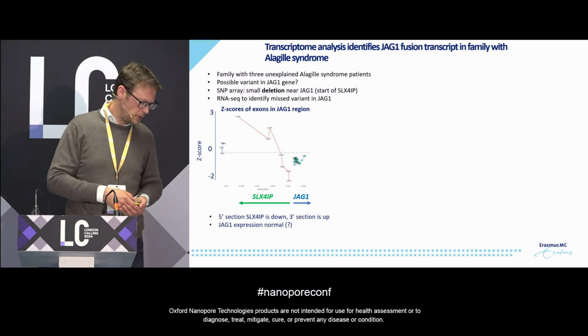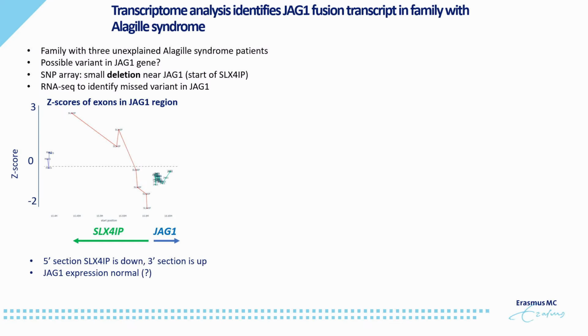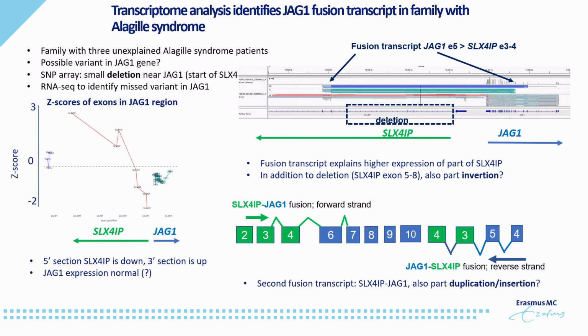So we performed RNA sequencing, and we had a really weird finding. What you see here is the Z-scores of the transcripts plotted over the x-axis, and the gene JAG1 is the gene related to this disorder, and the gene next to it, part of the gene is up and part is down. So that was surprising. We looked a little bit closer, and it turns out there's a fusion transcript. So there's more going on than a deletion next to the gene. Based on a lot of experiments, we figured out there must be something going on like a duplication, maybe also an insertion. So there's probably more going on than just what the SNP array showed.